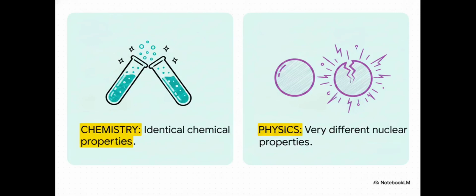Isotopes can have wildly different nuclear properties. One might be perfectly stable for all of eternity, while its chemical twin might be highly radioactive and literally split apart in a matter of seconds. Basically, chemistry only cares about the protons and electrons. Physics cares about the whole nuclide.